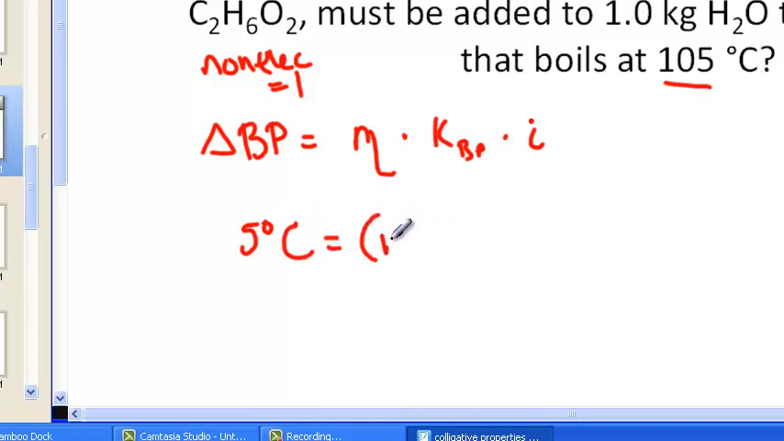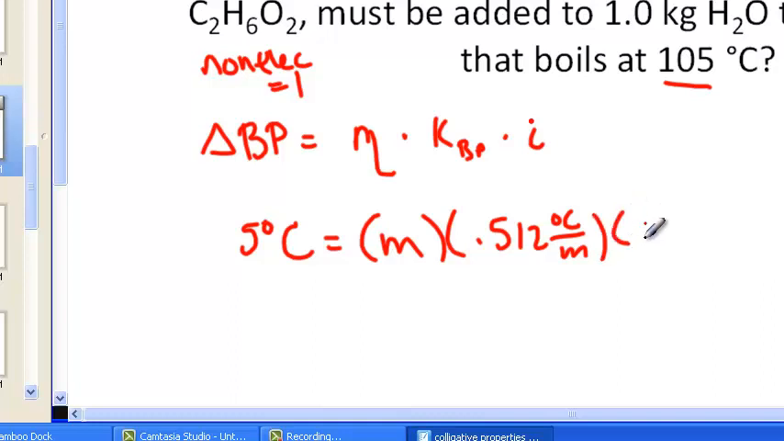Alrighty. The molality times 0.512, the constant for water, times the Van Hoff factor of 1, the non-electrolyte. Step 1, solve for molality. The change in the boiling point was 5 degrees, divided by 0.512, the boiling point constant for water. 5 divided by 0.512 shows the molality of 9.77 molal units.